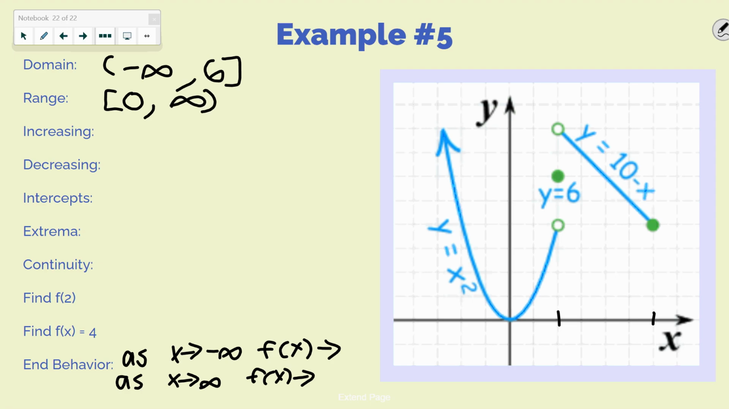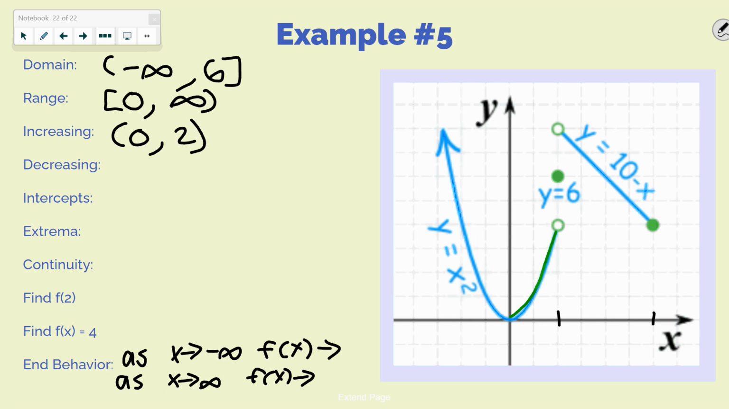So let's do increasing. Our function is going to be increasing from here to here. What is that interval? What's our first x value where it starts increasing? 0. So we go from 0, and we're always using parentheses, and we increase until 2.